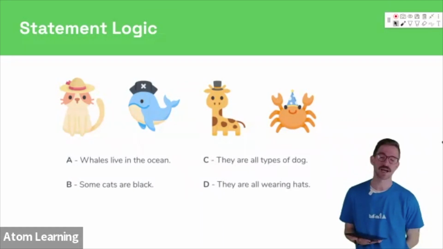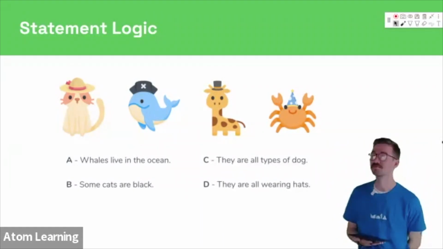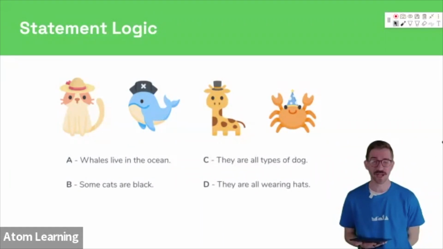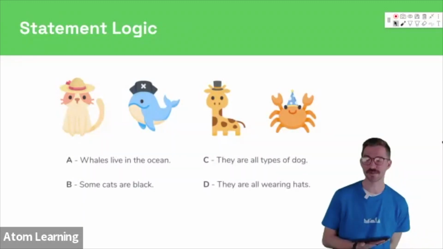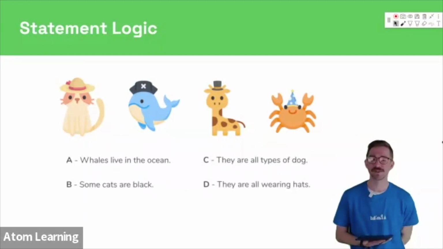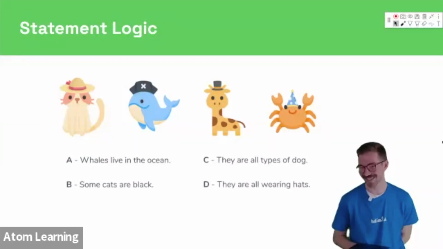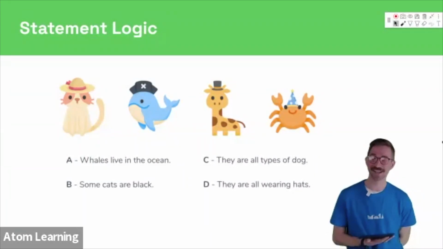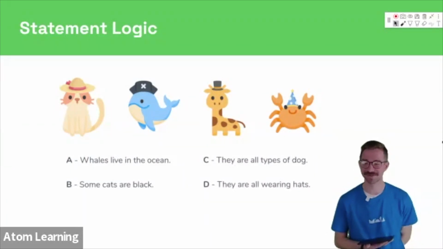B, some cats are black. Again, this may be true, but can we figure that out from the images given? Are there any black cats in these images? Again, I'm going to go with no. C, they are all types of dog? Well, there are seriously no dogs in these images. So that's probably not true.